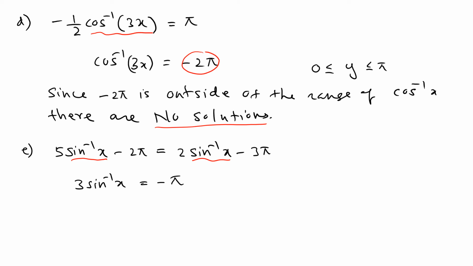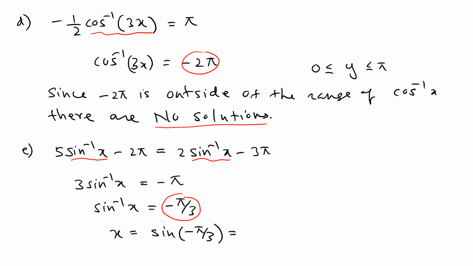Once you add 2 pi to both sides, it's going to be -pi. Now you can see this is a simple problem like we did before. We can divide by 3. So you can write this as sine inverse x equals -pi over 3. And you notice that this -pi over 3 is in the appropriate domain. So that means we can write the inverse function as the regular function. Taking sine of both sides, you can see x equals sine of -pi over 3.